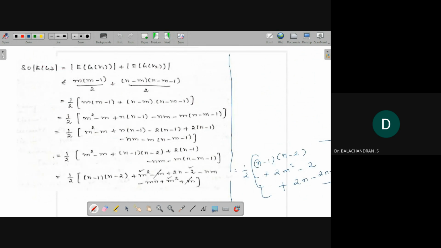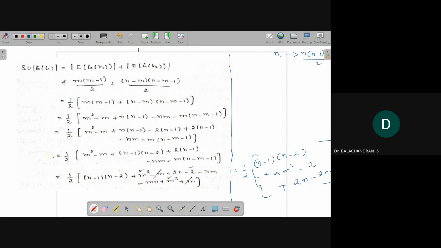So the total number of edges in G is equal to the number of edges in the first component plus the number of edges in the second component. We know that the maximum number of edges in a graph with n vertices is n into n minus 1 by 2. This we already know.